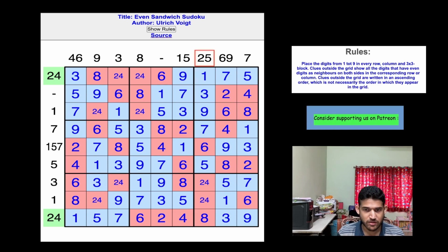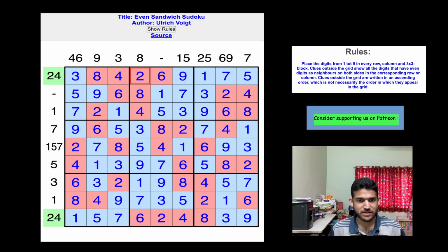Okay, look at this column. 2 is sandwiched by even digits, so 2 cannot be in this cell, so that has to be a 4, meaning this is 2, 4, 2, 4, 2, 4, 2. And with that, we have completed this extremely impressive Sudoku by Ulrich Voigt. I have not enabled answer check, but I'm pretty sure this is the solution to this really gorgeous Sudoku.